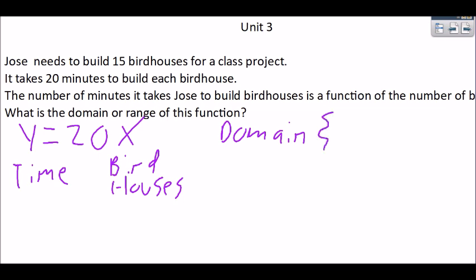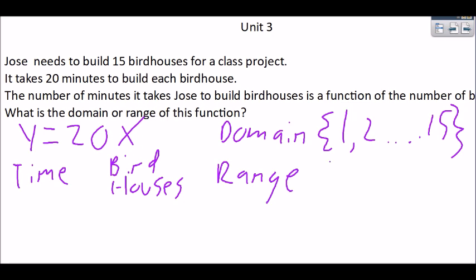As we're not going to measure half a birdhouse, we're only measuring complete birdhouses. My domain is going to be 1, 2, all the way to 15. And range could be anywhere between 0 time, and then if I was to do all 15 birdhouses, that'd be 20 times 15 or 300. So it could be anywhere between 0 and 300 minutes.